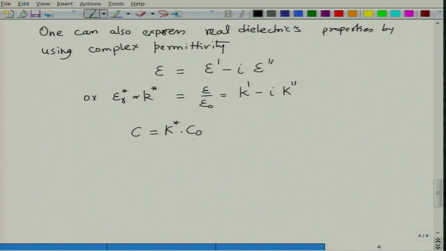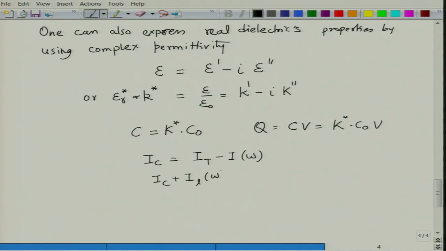C naught is the capacitance of a vacuum capacitor, and K star is the permittivity of the real dielectric that we are using. And we know that Q is nothing but CV, which is equal to K star C naught into V. Okay. Now, we have said that IC is equal to I total, IT, minus IW. So we can say that IC plus I loss W, or basically this is I loss. So this is IC plus I loss W is equal to IT minus I W, which is equal to 0, because this IL was the sum of IL W plus IL W.